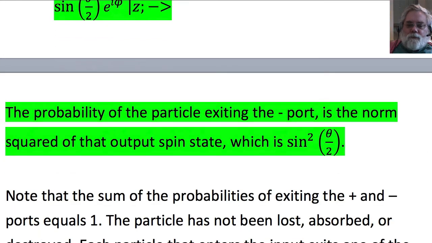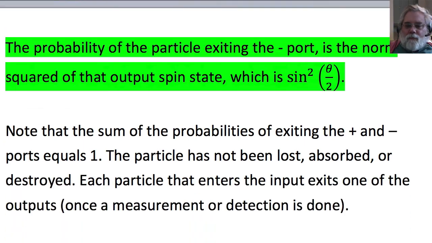Now, note that the sum of the probabilities of exiting the plus and minus ports equals 1. We get cosine squared theta over 2 plus sine squared theta over 2. Trigonometry tells us that that is always 1 regardless of the angle theta. So the probability of it exiting one of the two ports, some port, is 1. The particle did not get lost, it did not get absorbed, it did not get destroyed. Each particle that enters the input exits one of the outputs once a measurement or detection is done.